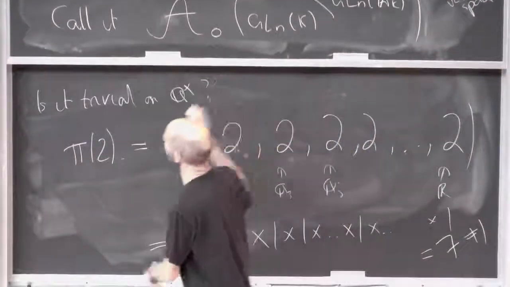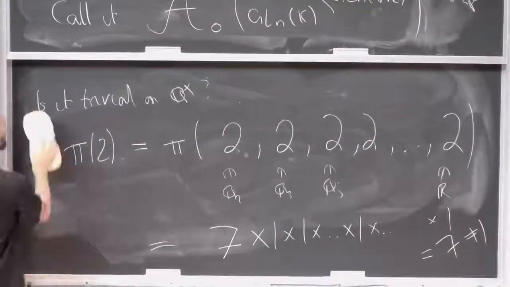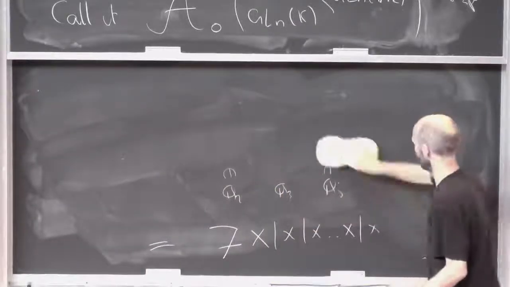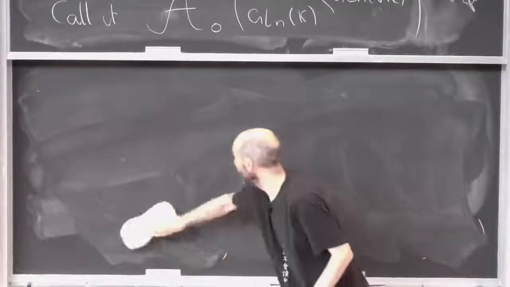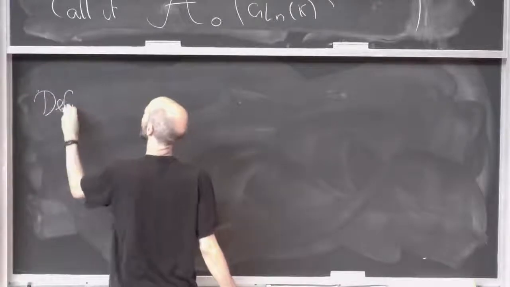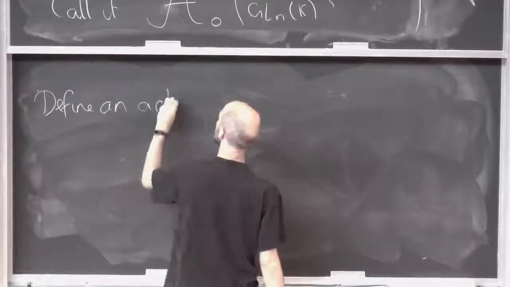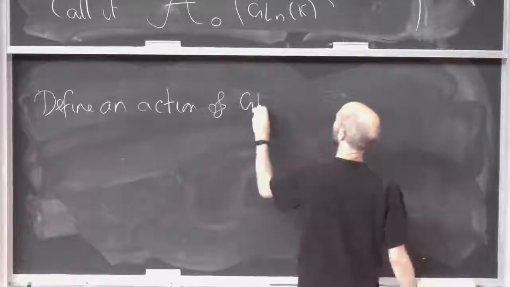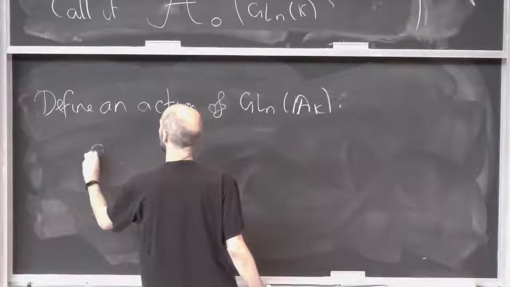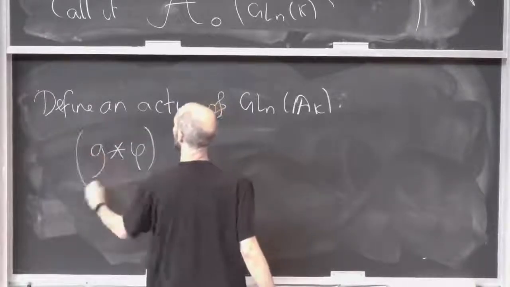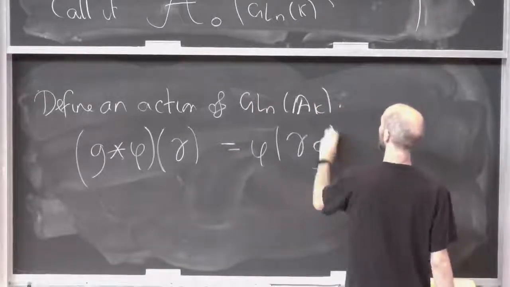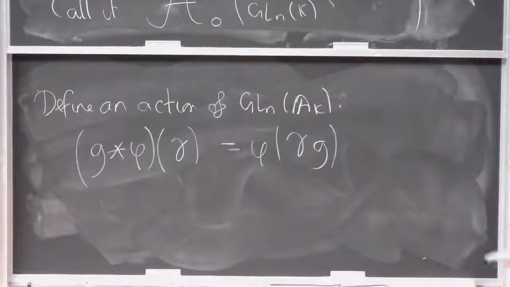And it's going to have an action of GLN of the Adeles, right? Because just the same as the finite group situation, I quotiented out on the left so I can act on the right, right? I can define an action of GLN of the Adeles of K on this. It's simply going to be g star phi of gamma is just going to be phi of gamma g, right? And now you just check.